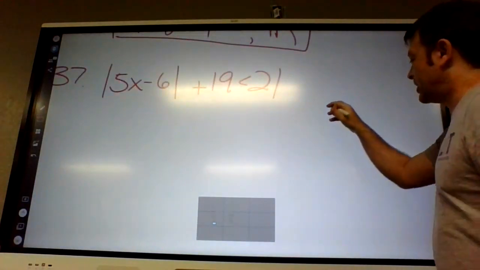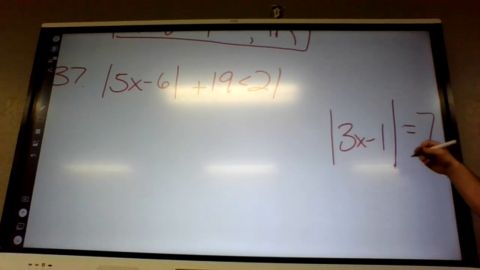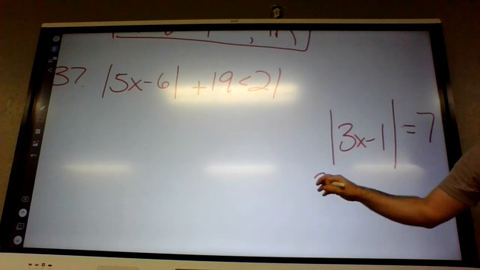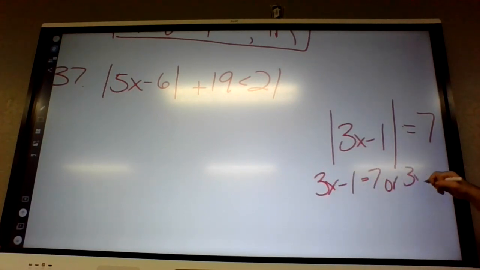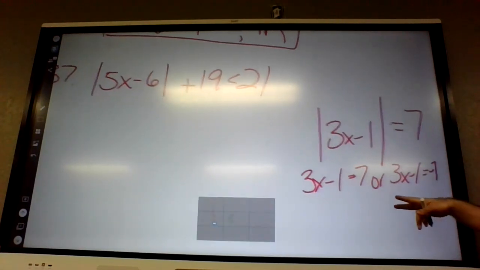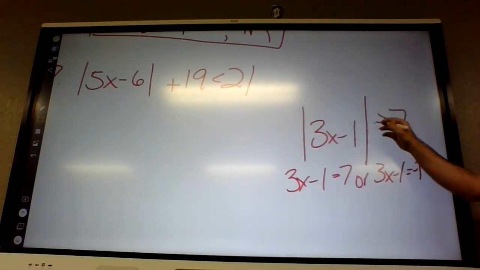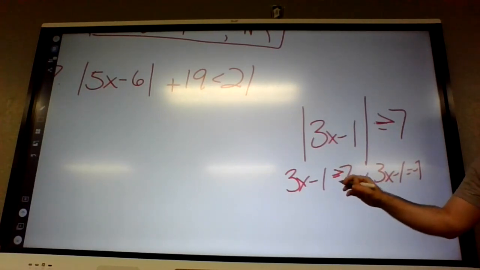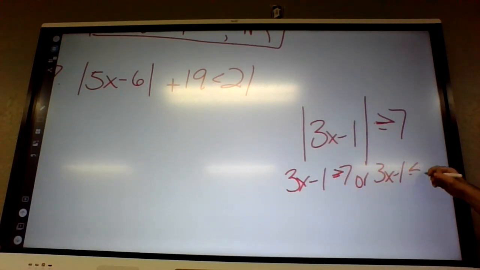Okay. Absolute value, let's say 3x minus 1 equals 7. How did we set this up yesterday? Negative 7 equals 3x minus 1, or 3x minus 1 equals 7. Remember doing these yesterday? Oh, yeah. Or Tuesday maybe? Okay, that was yesterday. Now, what if I change it to like a greater than? It's kind of the same. It's greater than or equal to 7, or less than or equal to negative 7.